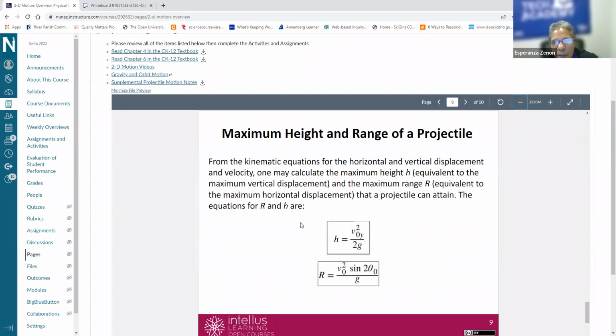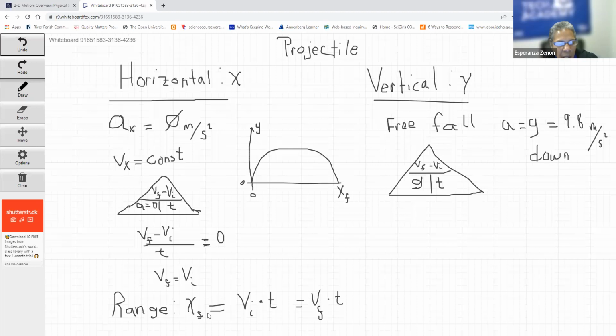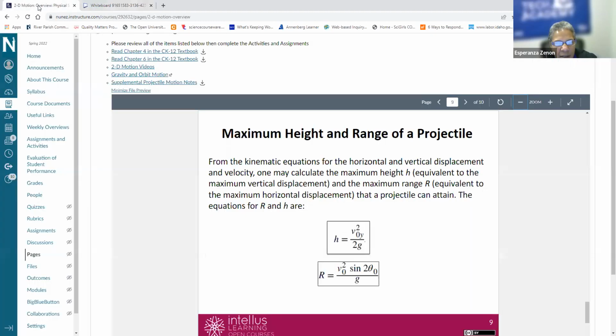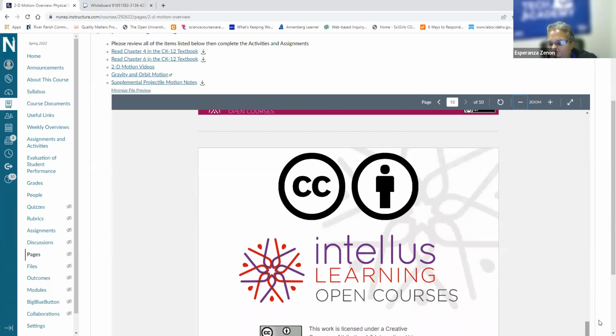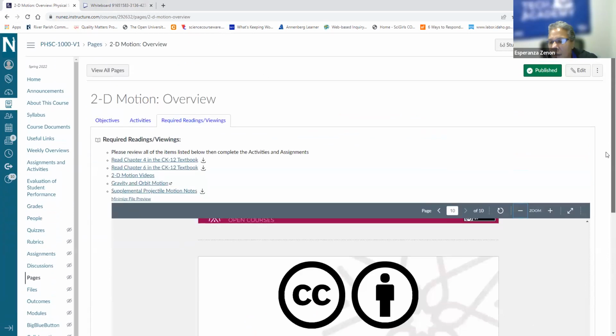We're not going to worry about the maximum height of the projectile. And they do give a range formula, but I don't expect you to use that range formula because it uses trig. This sine stuff is a trig thing. We're just going to stick to this to find the range of our projectile. All right, so that's pretty much the projectile stuff that I wanted to get into with you.